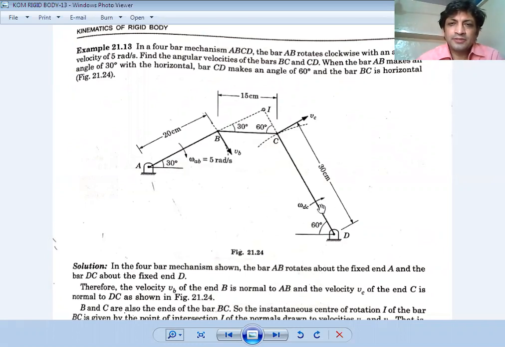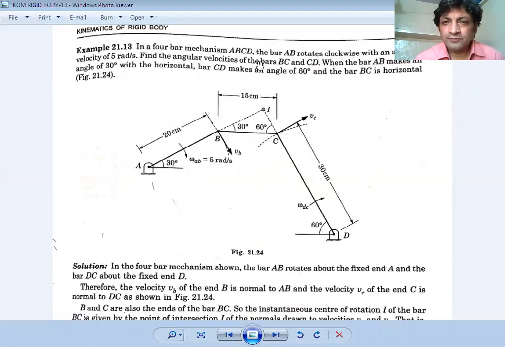So here you can see the diagram of the 4-bar mechanism in which AB, BC, and CD are connected with each other, and the specifications and all the dimensions are given on this diagram. The problem is that in a 4-bar mechanism ABCD, the bar AB rotates clockwise with an angular velocity of 5 radian per second. So this is AB, rotating in the clockwise direction with angular velocity of 5 radian per second.